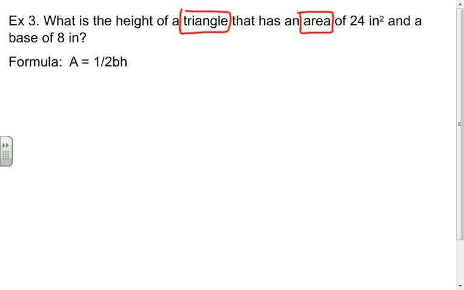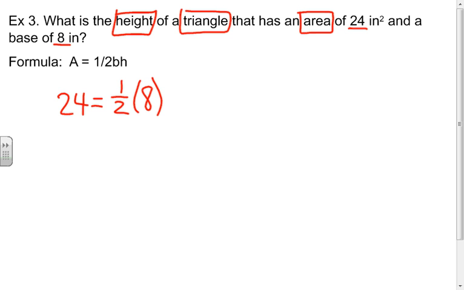Let's plug in what we know. In this problem, we know that the area is 24. So in place of A, we're going to put a 24. We've got 1/2. Do we know base? It says, and a base of 8 inches. So we know that the base is 8. And then do we know h? Well, h stands for height. What does the question ask me? It says, what is the height? So that's what I'm trying to find. That's my variable.